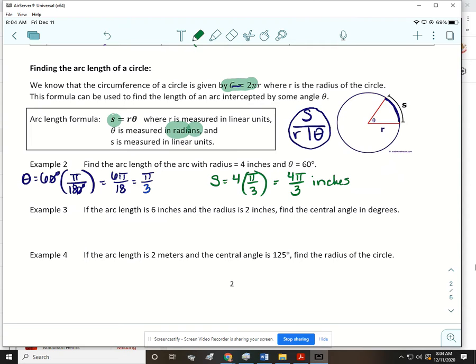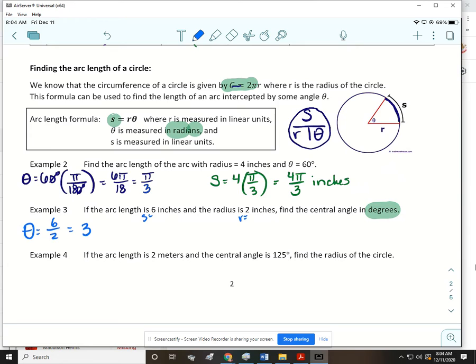Okay. So let's do another one where we're given something different. On example 3, we know the arc length is 6 inches, and we know the radius is 2. We want to find the central angle in degrees. All right, so that means S is 6 and R is 2. If we're looking for theta, if we go up to our little circle, that means we take S and divide it by R. So theta is S divided by R, so 6 divided by 2. So theta is 3.